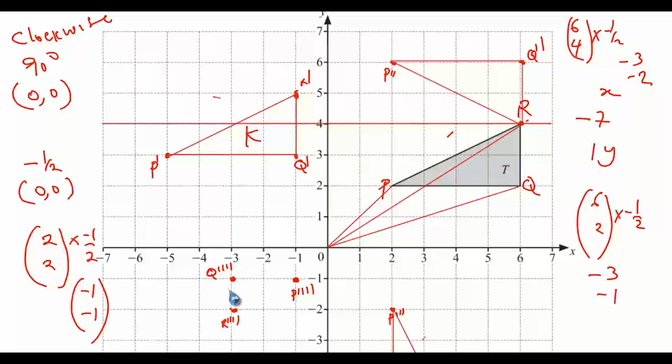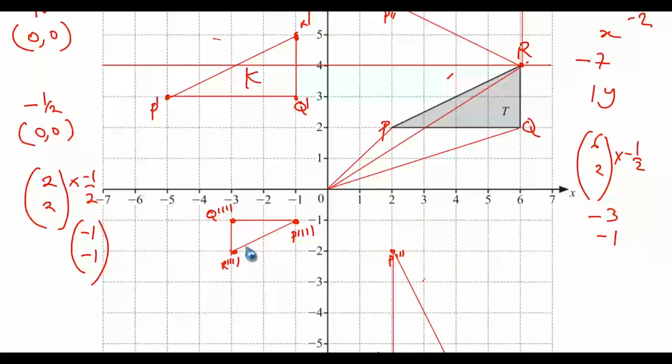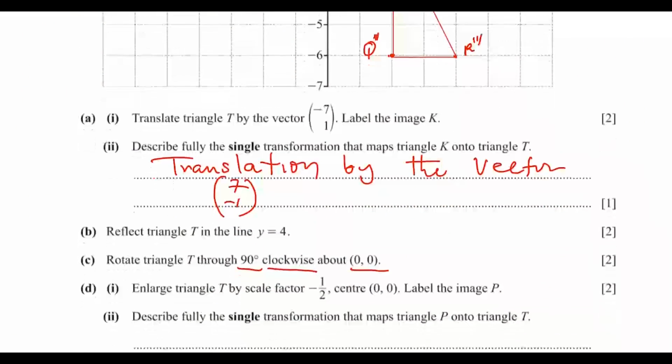So let's connect the 3 points together. That will be the image of the enlargement. So I have connected the 3 points together, and this is the image of the enlargement of triangle T. So we are asked to name this P. So we can put P here. Then let's go to the last question there.